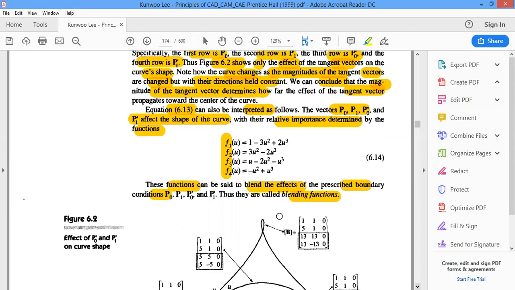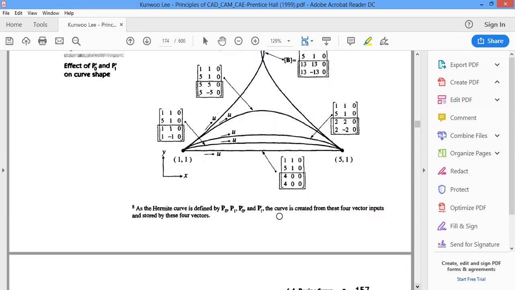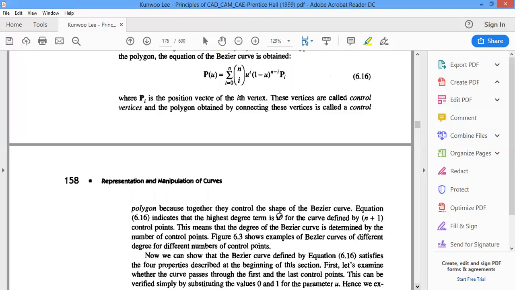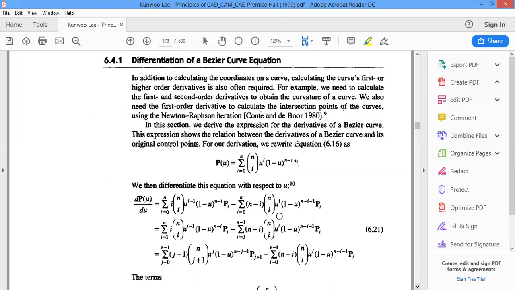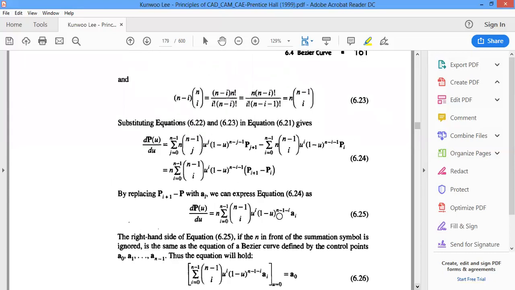So this is about the Hermite curve. And we have seen in the previous classes about the Bezier curve also.